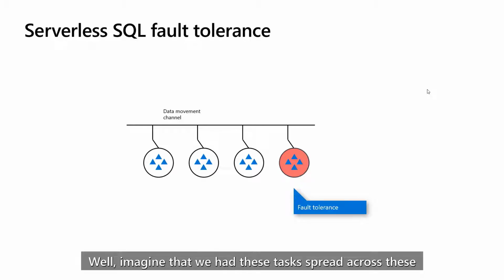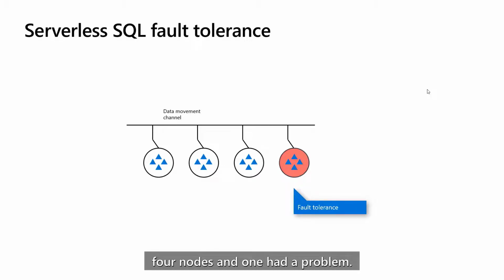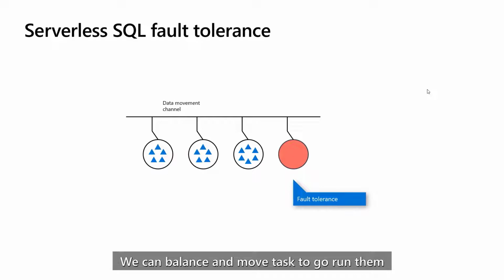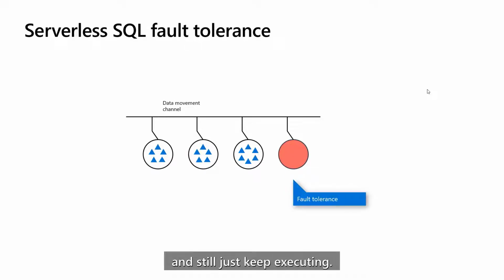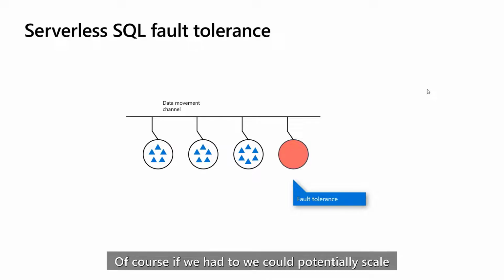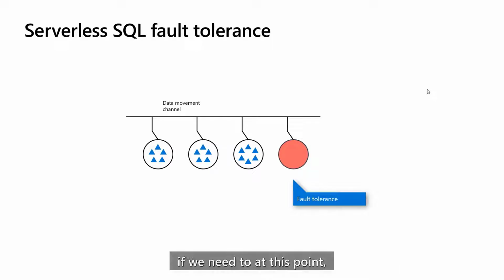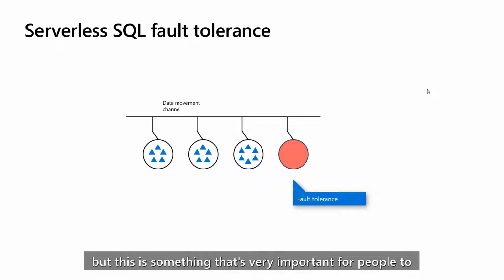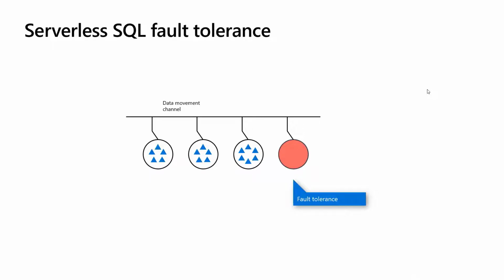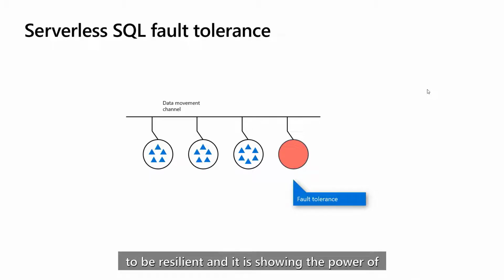Well, imagine that we had these tasks spread across these 4 nodes and one had a problem. We can balance and move tasks to go run them on the 3 nodes that are left that are running and still just keep executing. Of course, if we had to, we could potentially scale if we need to at this point, but this is something that's very important for us to be able to do, to be resilient, and it is showing the power of being stateless when it comes to running our tasks.